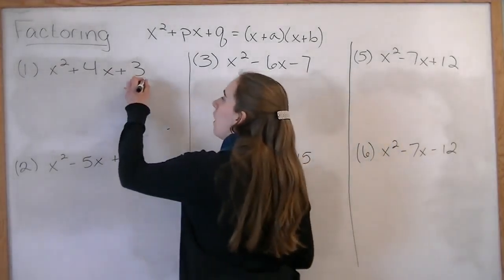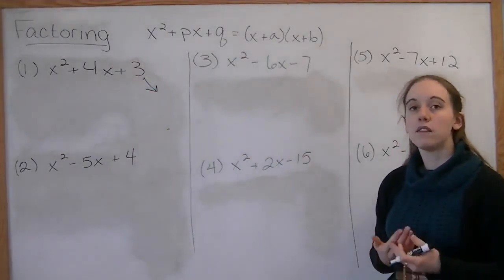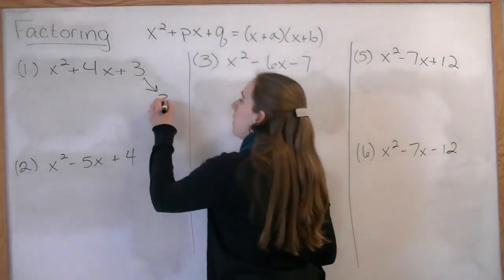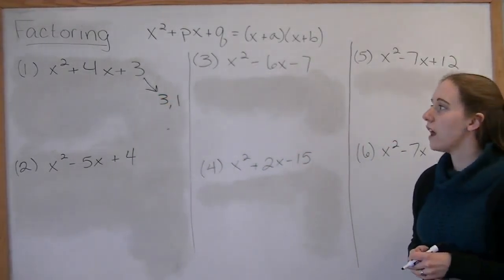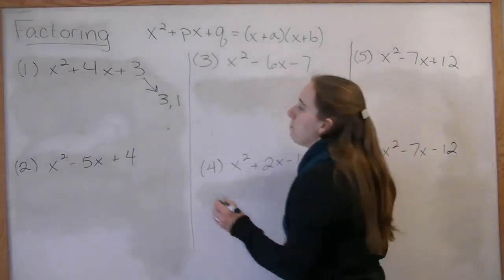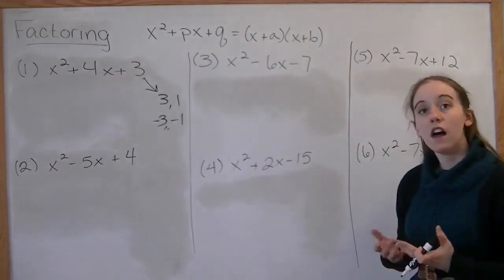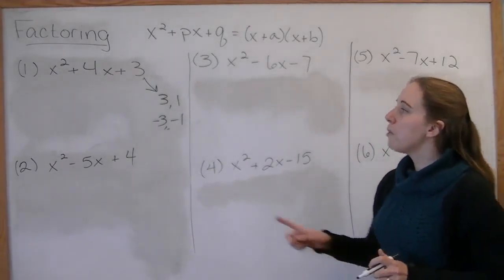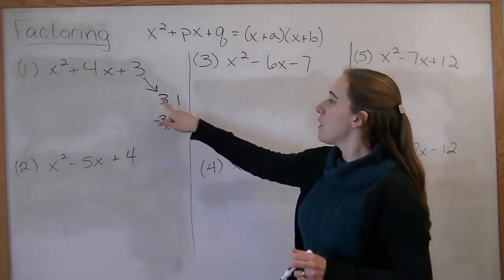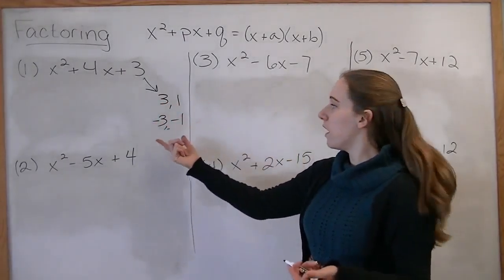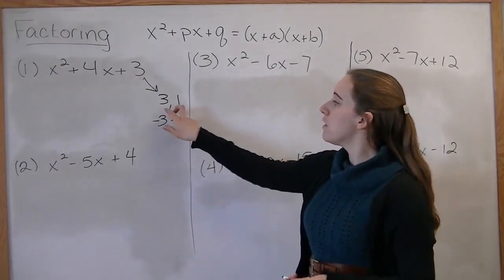So let's think of all the different combinations of two numbers we can multiply to get positive 3. Well, the easy one in any case is going to be the number times itself, so 3 times 1. But I can also take negative 3 times negative 1. That'll also give me positive 3. But we're looking for the pair that adds up to 4. So 3 plus 1, that gives me 4. Negative 3 plus negative 1 isn't going to give me positive 4. So this is the pair I want.